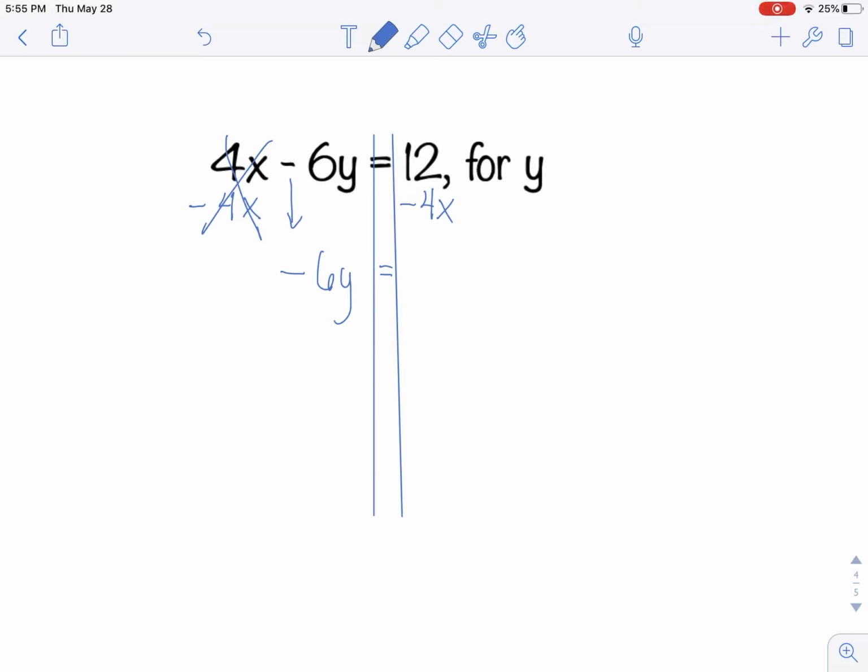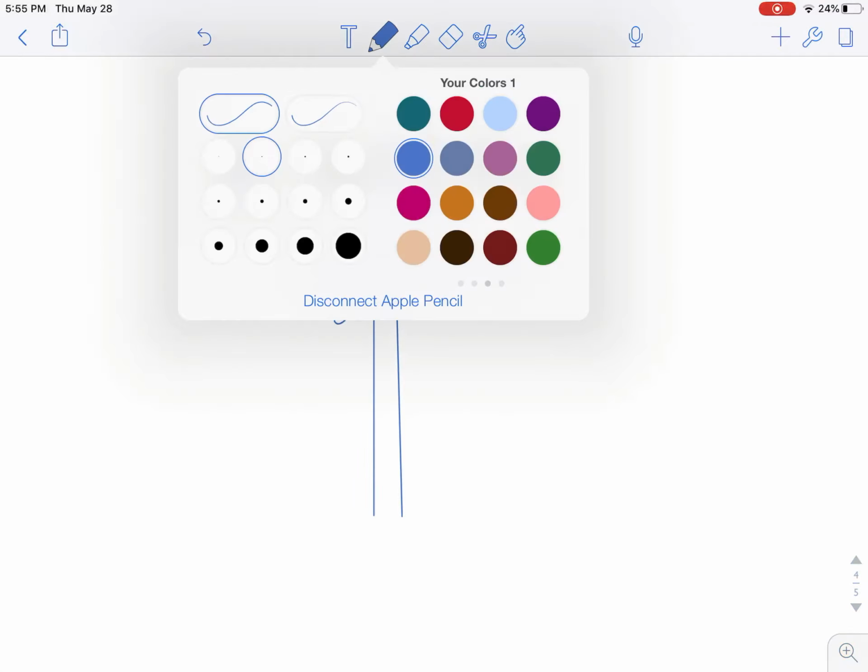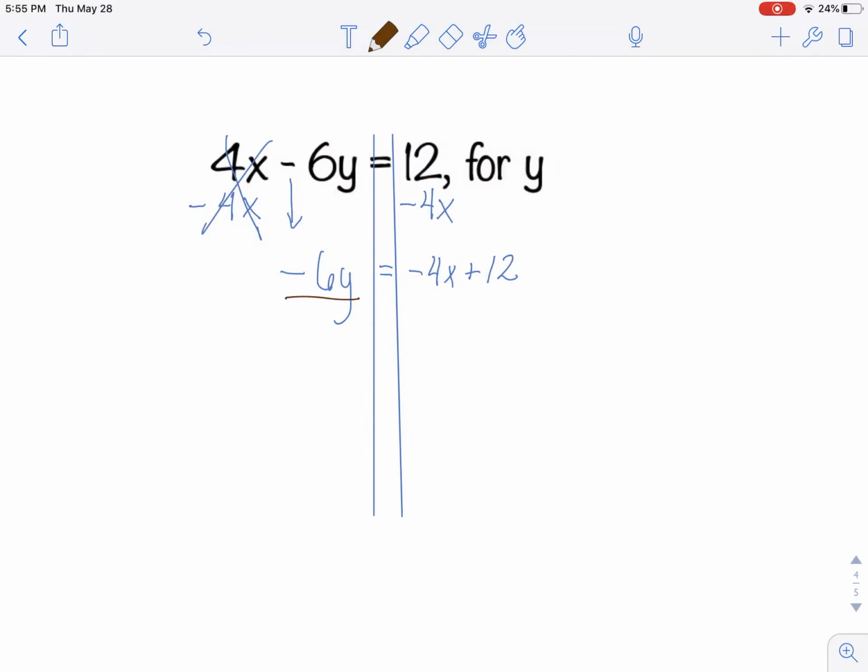And I can either say 12 minus 4x, or I can say negative 4x plus 12, because this is a positive 12. Now what I need to do is divide by a negative 6, and I need to divide everything by a negative 6. We can go ahead and instead of doing that, we can just say we know this is divided by 6 and that's divided by 6.